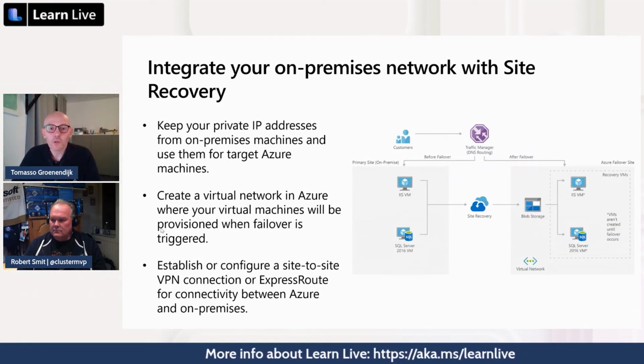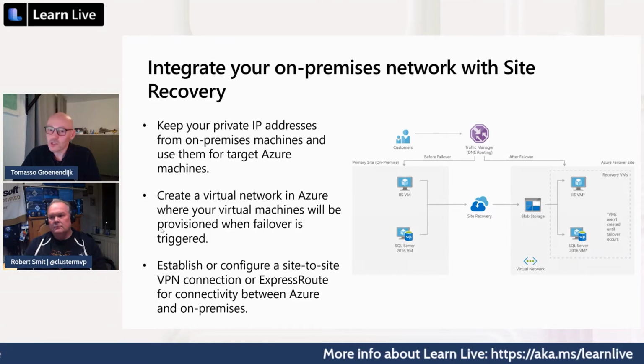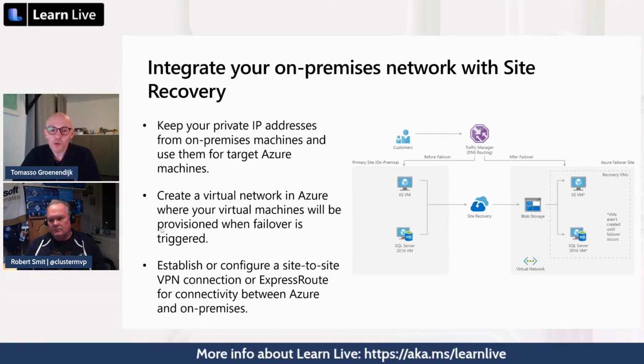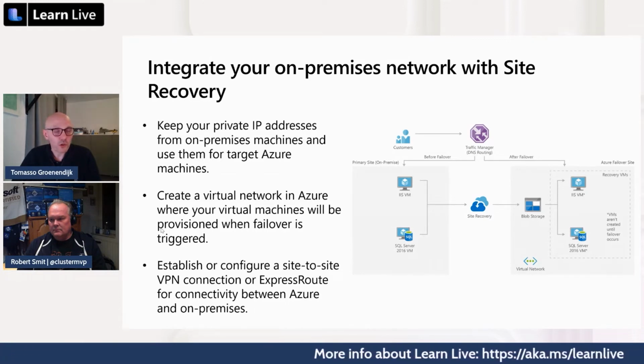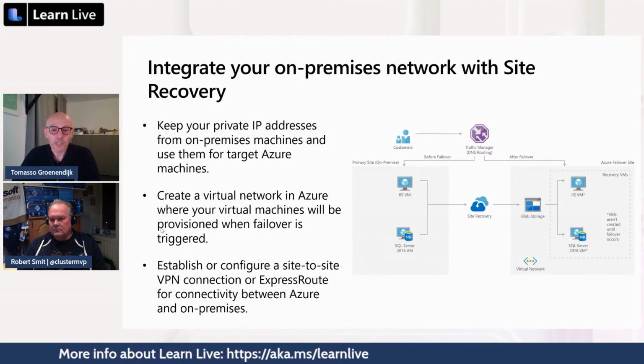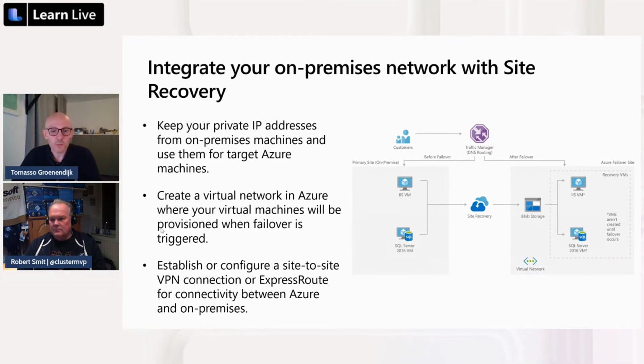So when you integrate your on-premise network to Site Recovery, the nice thing is that you can also keep your private IP addresses from your on-prem machines and use them also for your Azure machines as well. To be able to do that, you have to create a virtual network in Azure where your virtual machines are going to be provisioned when you have a failover. And that VNet, that virtual network in Azure, acts as an extension of your on-premise network.